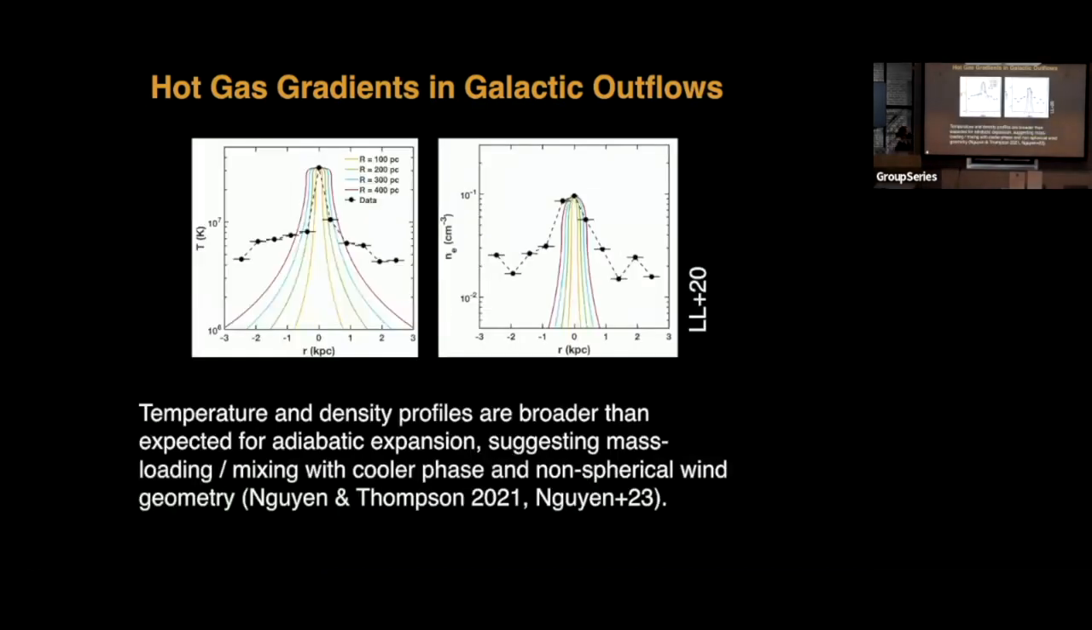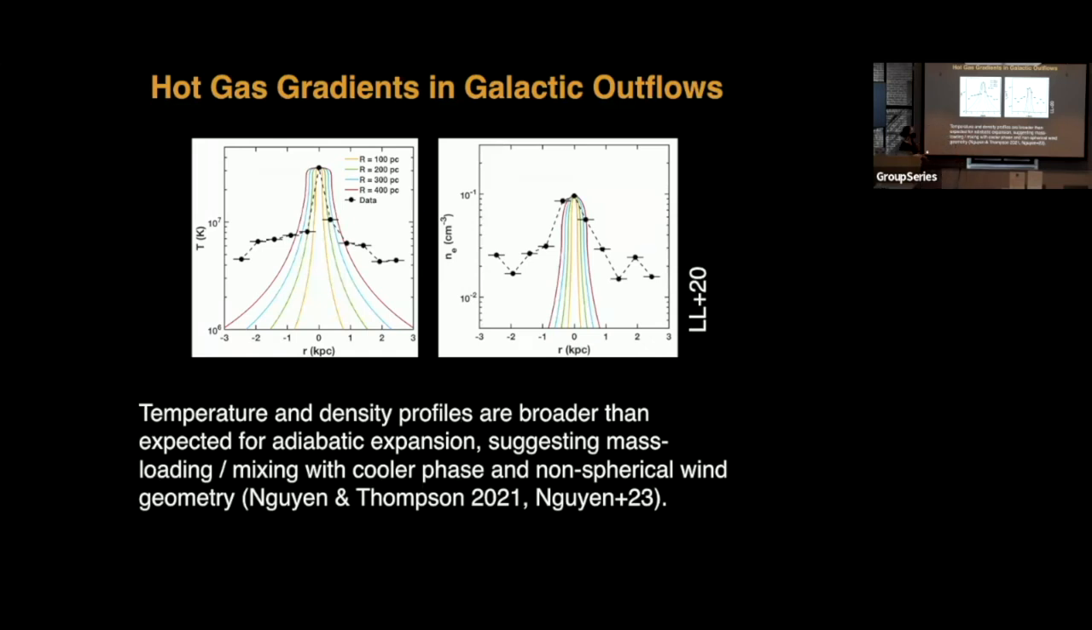The other profiles that we produced were the density and temperature profiles. And so these are the plots. You have temperature on the left, density on the right, and the black points are what we're able to get observationally. And for comparison, you have in the solid lines what you would get from the Chevalier and Clegg sort of adiabatic expansion of a spherical wind. And you see that the profiles are much more narrow than what we observe.